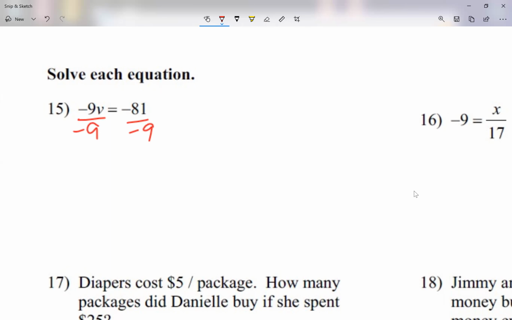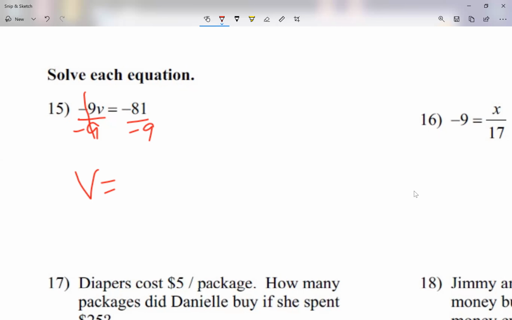I'm going to cancel them out. It's not really that the -9 just disappeared, because in reality, -9 divided by -9 becomes a 1. In multiplication and division, 1 is useless, right? When you multiply by 1 or divide by 1, nothing happens. So it's not that it just disappeared, it's that it became a 1, and in multiplication and division, 1 is useless, so we just ignore it. So 1v is just the same as v.